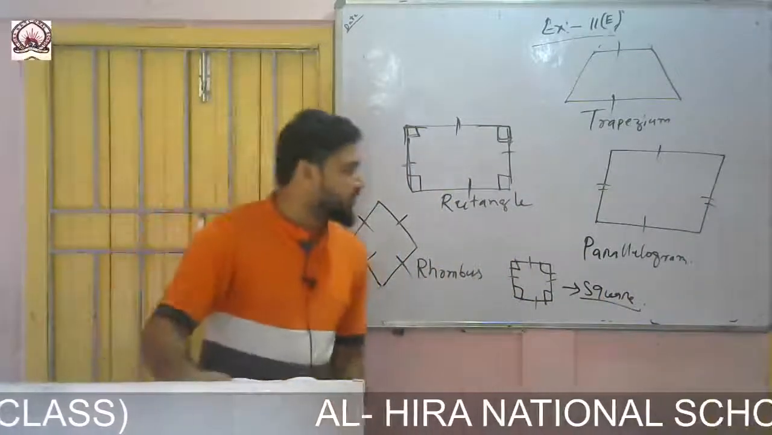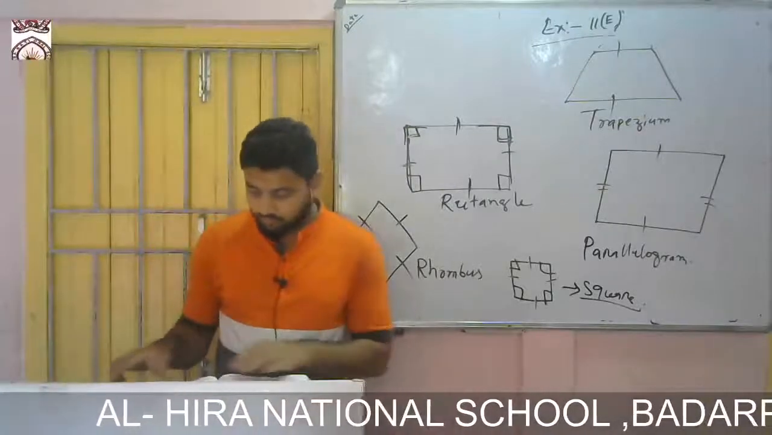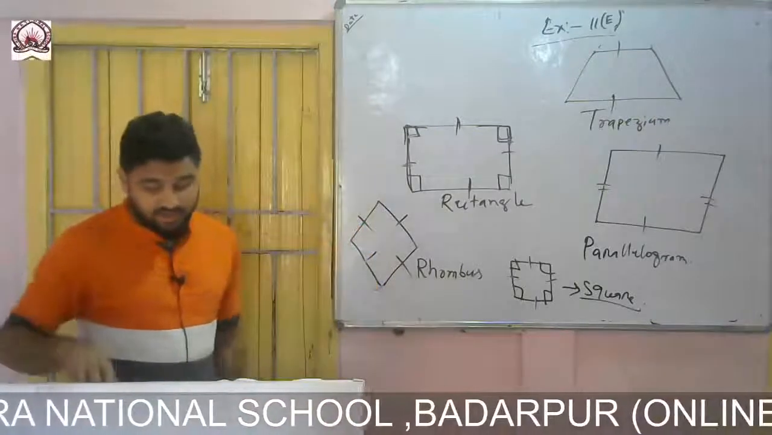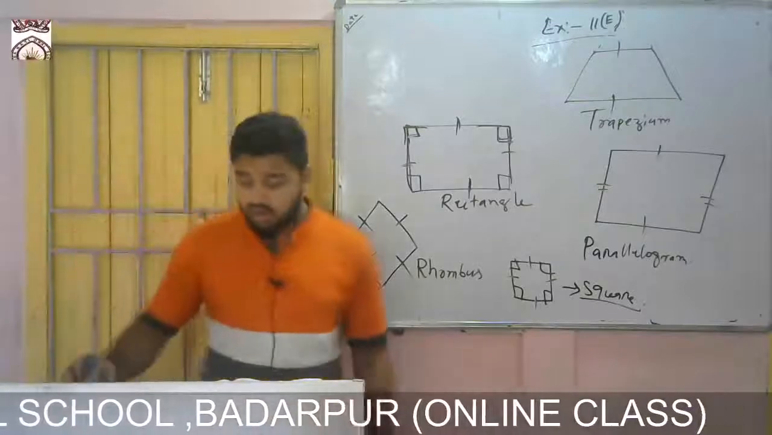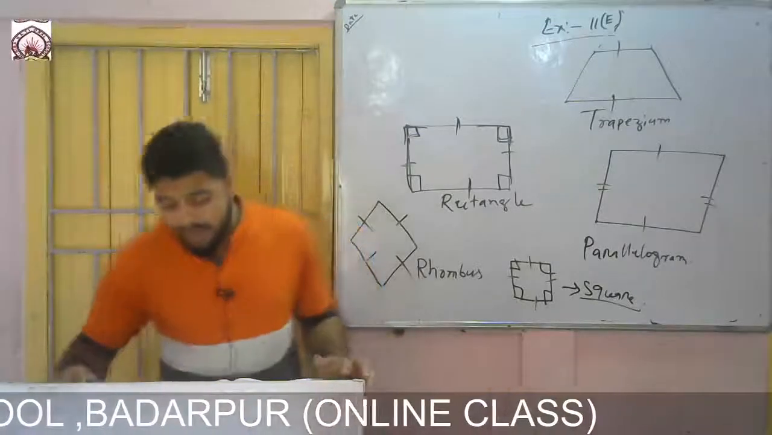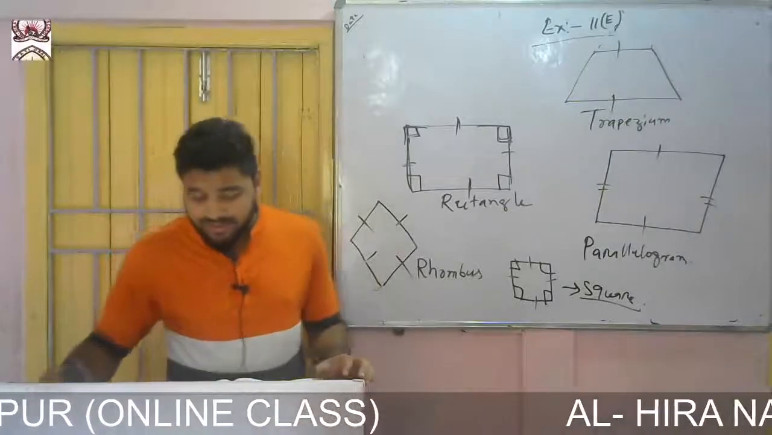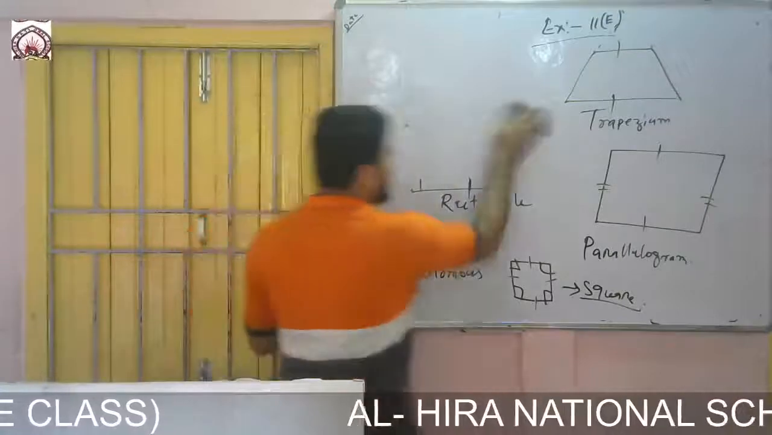Now next, move to the exercise. Come to exercise 11E. The shapes below are drawn on square paper. Name each shape. That means I need to name each shape.